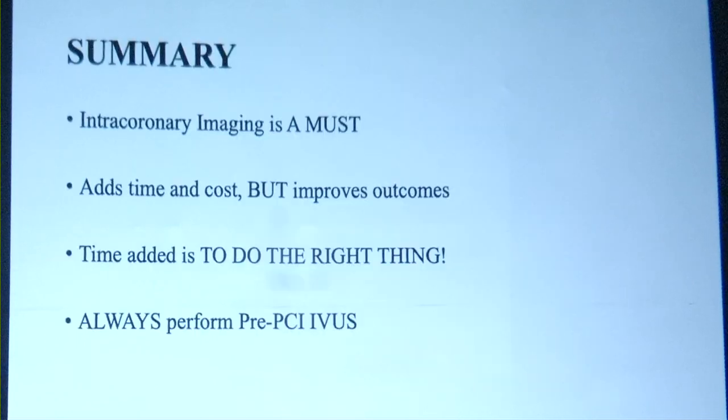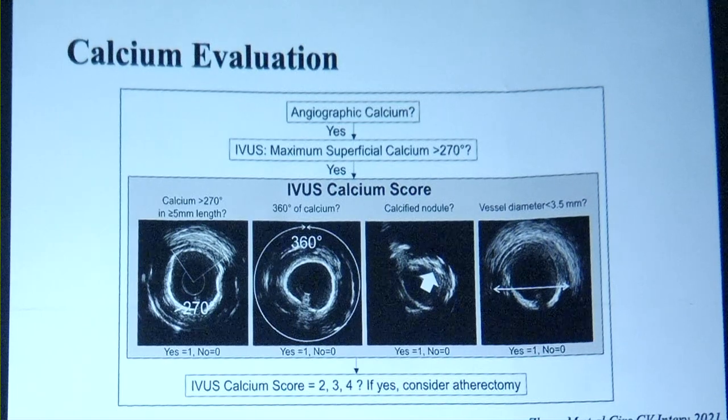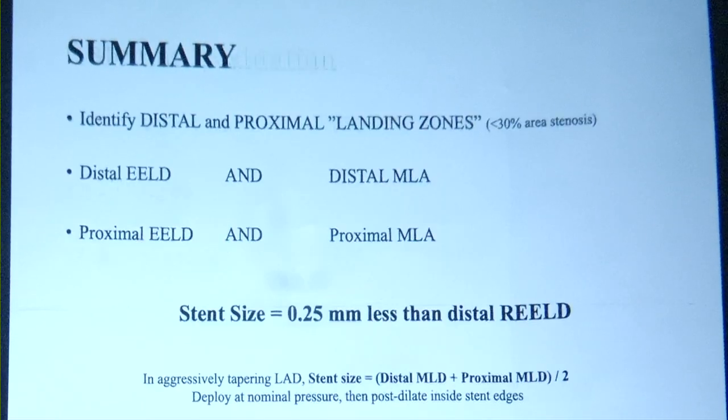Sometimes we overshoot, but most of the time we do a proper job. So intracoronary imaging is a must. It adds time, but it improves outcomes. Time is added to do the right thing, so it's time well invested. Always perform a pre-PCI IVUS. Use the calcium information properly by using validated scores, etc., and modify the plaque.